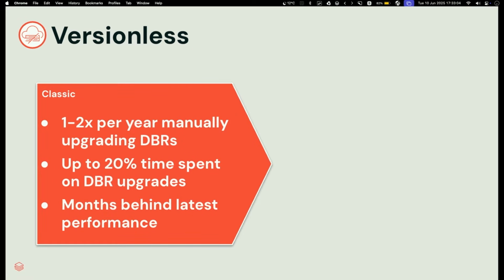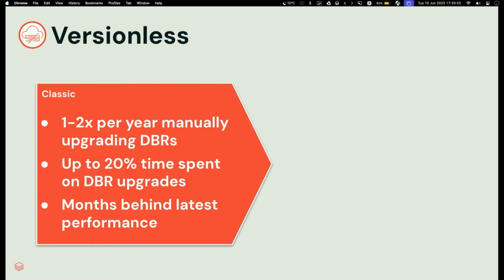So the SMEs, highly knowledgeable, skilled Spark developers and machine learning engineers, instead of spending time on productionizing their use cases, are spending their time upgrading DBRs from 14.x to 15.x to 16.x, pretty soon 17.x. So that's a pain, and most of our customers said they are spending up to 20% of time. And also, it's usually months behind the latest performance.